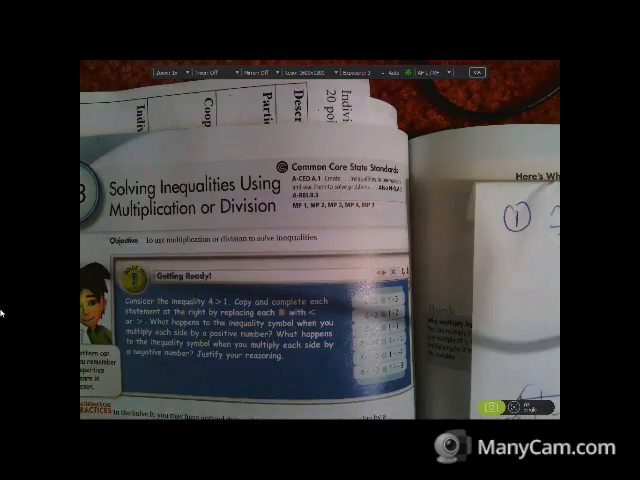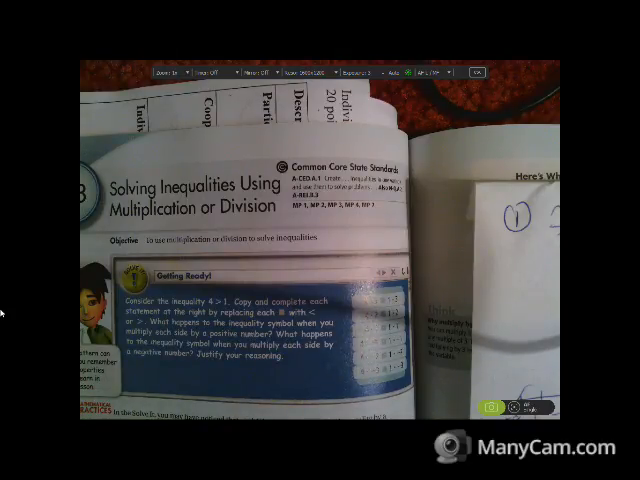Alright, we are in section 3.3, solving inequalities using multiplication or division. Let's look at the solve it. Consider the inequality 4 is greater than 1. Copy and complete each statement at the right by replacing each block with less than or greater than sign.